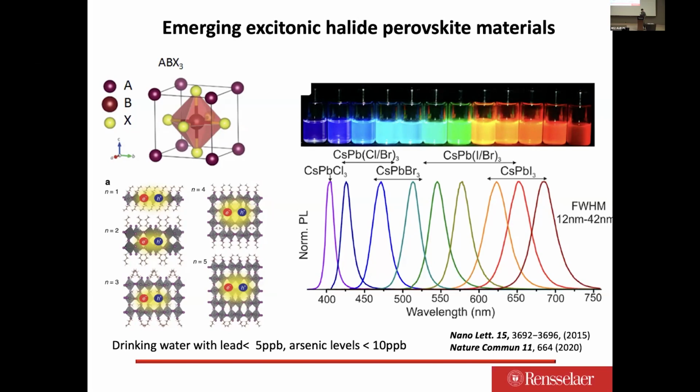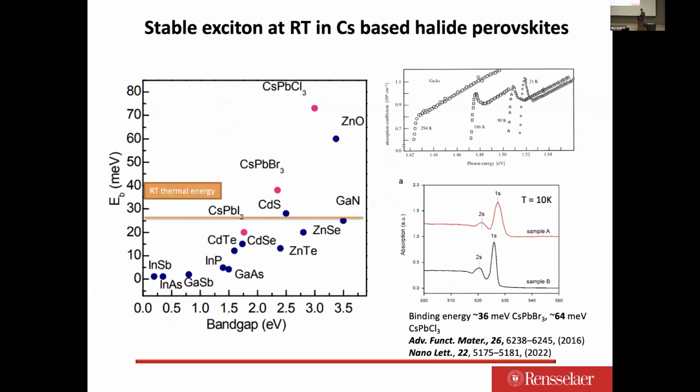Some of my friends always ask me, you have lead, this is toxic, and you call this a perovskite mainly to hide that you contain lead. But consider our drinking water standard: lead is 5 ppb, and arsenic, which physicists typically work with in gallium arsenide, is 10 ppb. It's equally toxic as arsenic. So we wouldn't worry too much as long as we follow the environmental regulations.